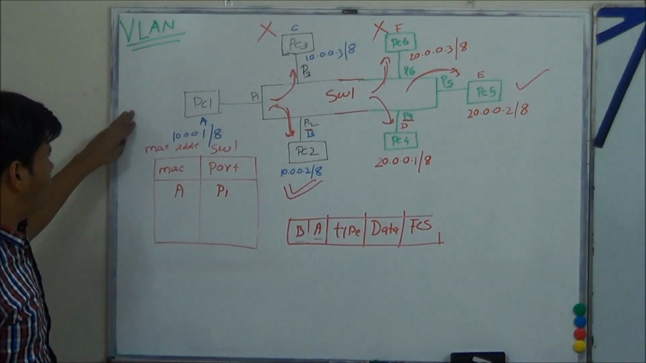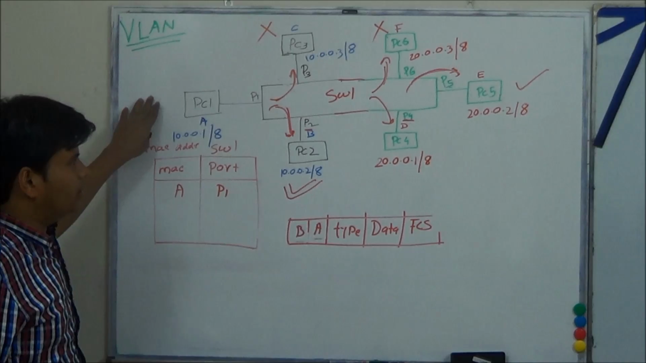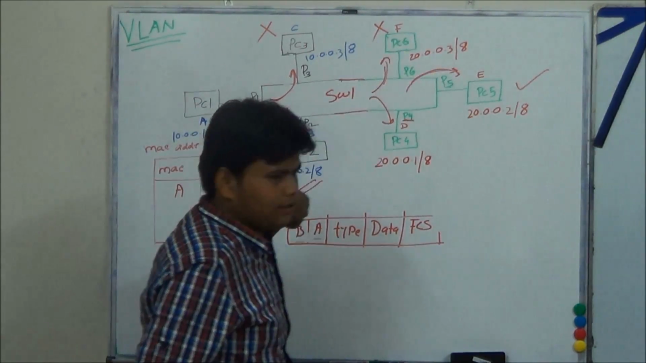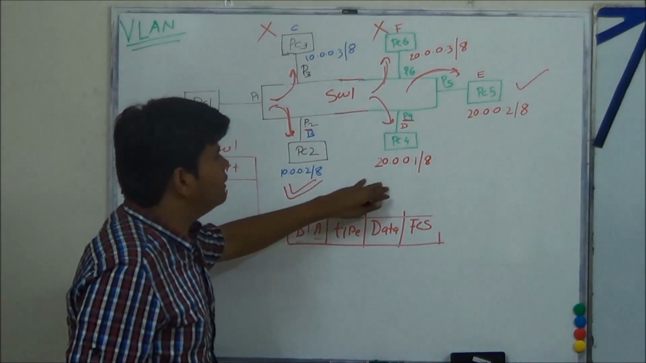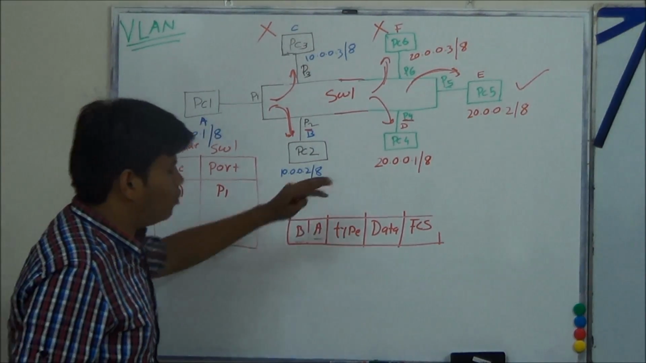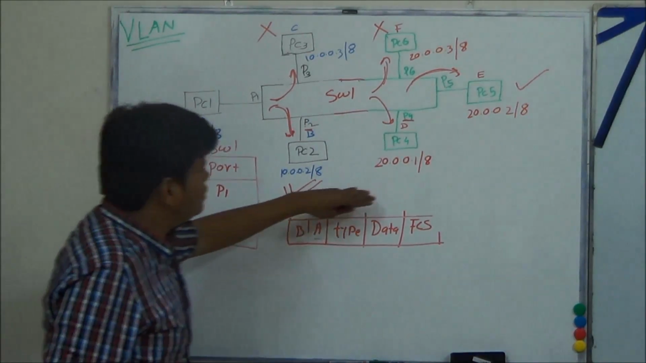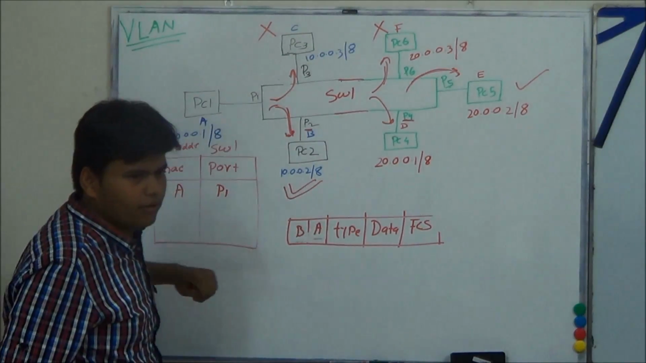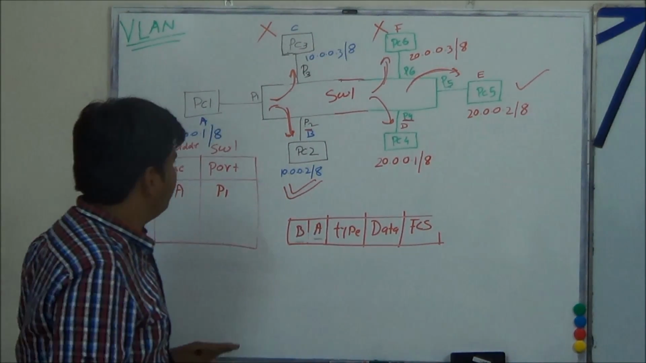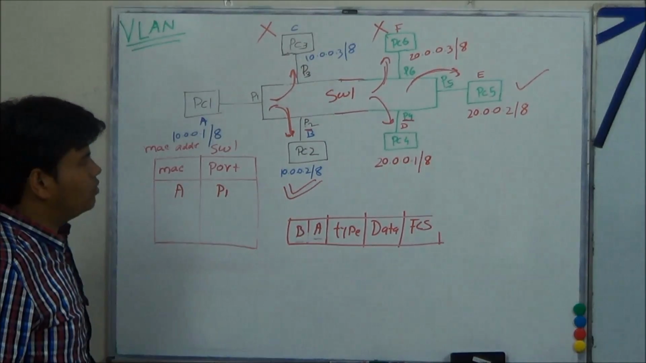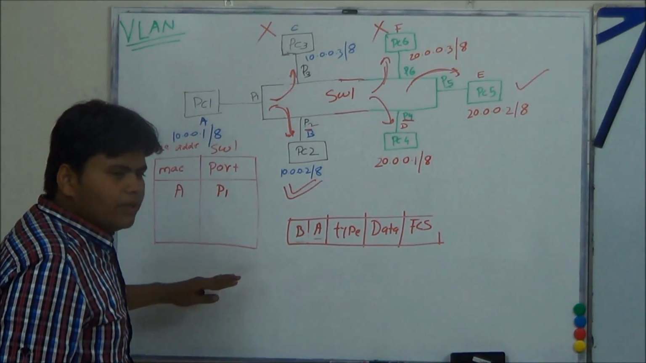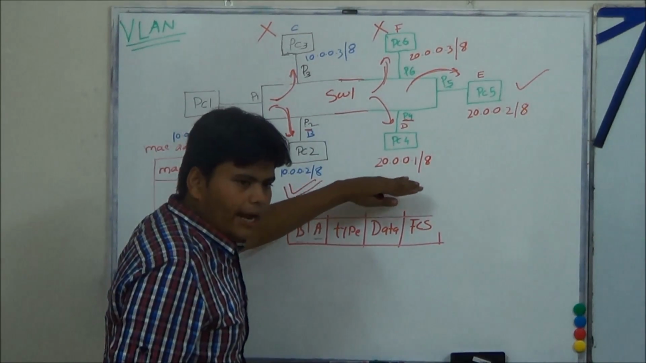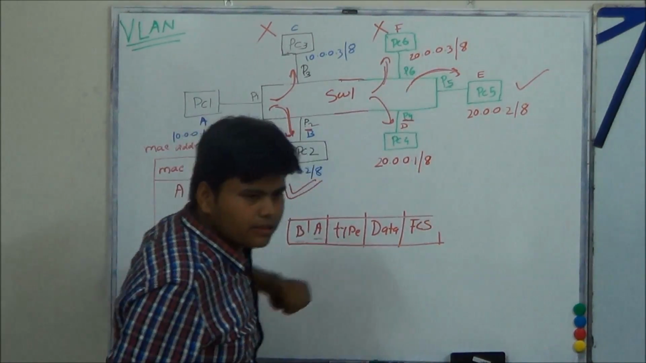When this frame of the 10 network reaches PC4, 5 and 6, for these PCs this is disturbance or noise. Why? Because these PCs are in the 20 network and those PCs are in the 10 network. There is no communication between the 10 and 20 network. So this flooding of the frame is noise and disturbance for all of these PCs.